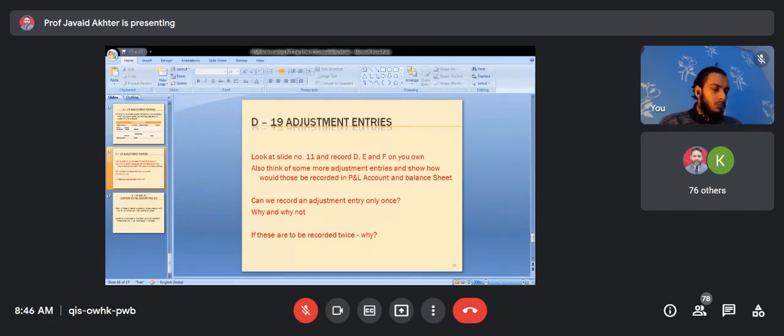Is my question clear to all of you? Profit and loss account is concerned with expense and revenue, whereas balance sheet is concerned with liability and assets, which is why we recorded it separately. Okay, any other answer? Commerce students, boys and girls, please answer this question.